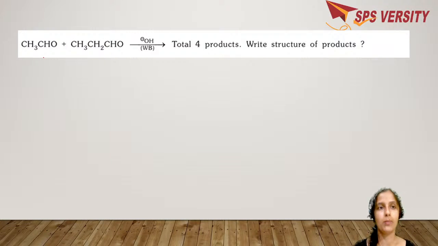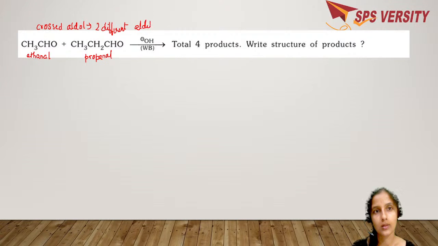CH3CHO, that's acetaldehyde or ethanal, reacts with propanal. So this is called a crossed aldol. The two aldehydes involved in the reaction are different. So what are the possibilities?